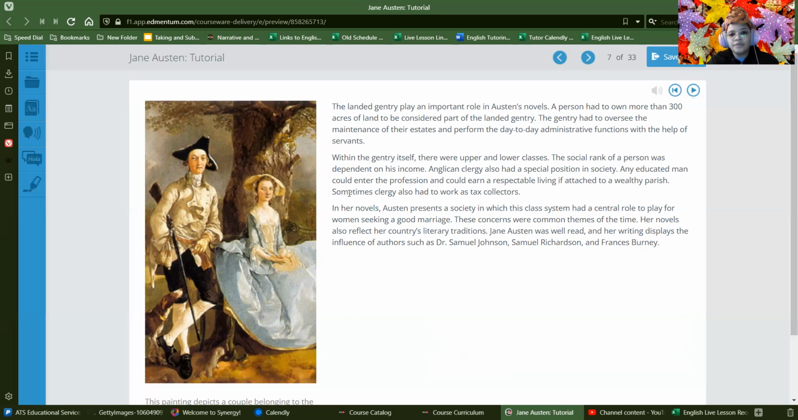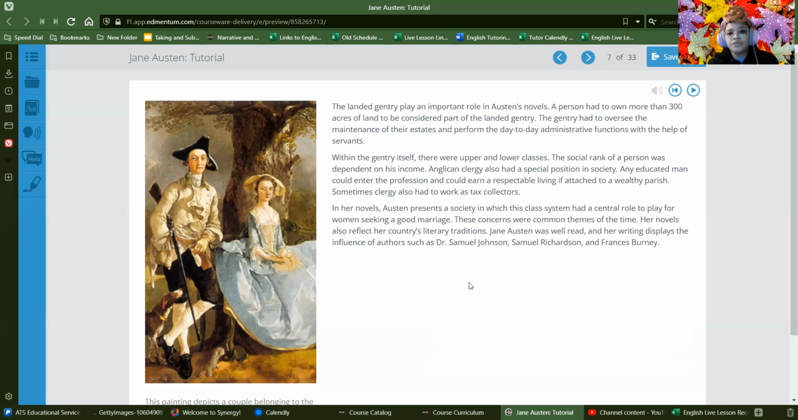And then it says also sometimes clergy had to work as tax collectors. Now, the last paragraph says that in the novels, all of this class stuff that we've been talking about has a central role. Because her books are centered on these people and what they're doing, it's important to understand this to get the dynamics between people in terms of who's trying to marry who, who wants to meet who, and for what reason. It's all related to how this class stuff works, and that's why they're giving you the background.